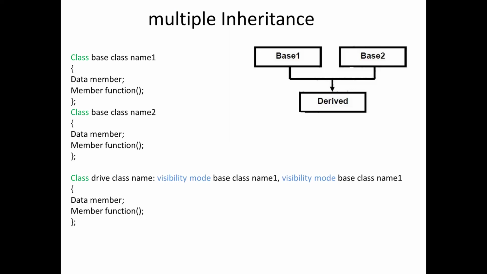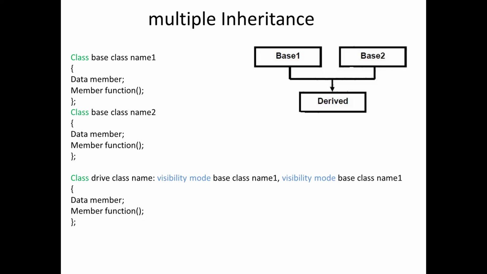So we have created a base class 2 in which we also put the data member and member function, and we terminated the class. So we have created two base classes, base class name 1 and base class name 2. While declaring a derived class, we have inherited both classes because in the figure we have seen that base 1 and base 2 are both inherited by the derived class.